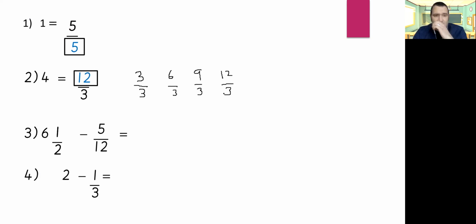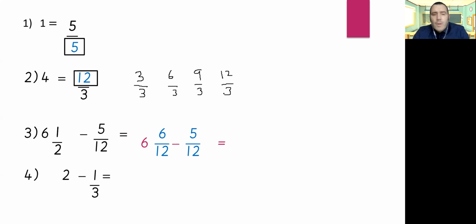Question 3, 6.5 take away 5/12 equals. Well, the first thing we need to do is make 6.5 into an equivalent fraction with 12ths as the denominator. So we have 6 and 6/12 take away 5/12.